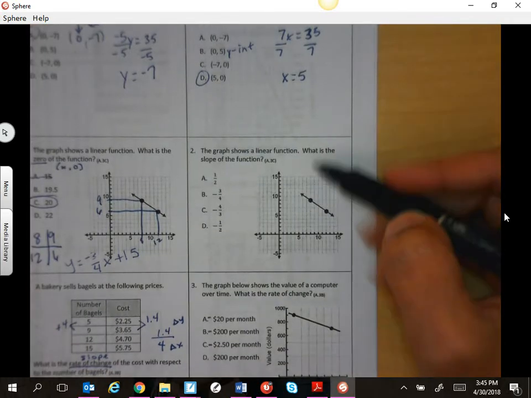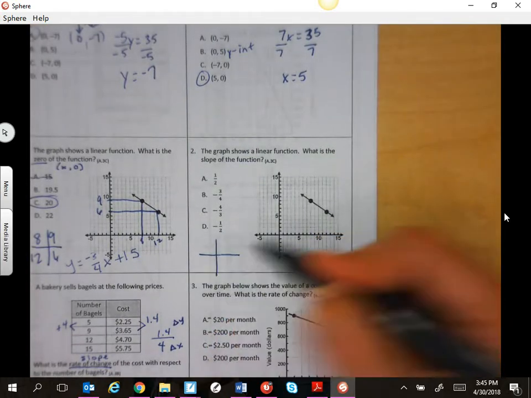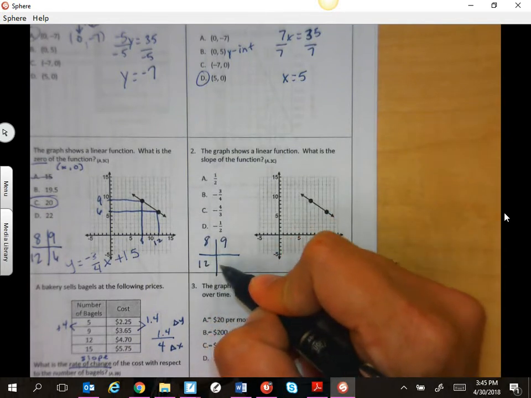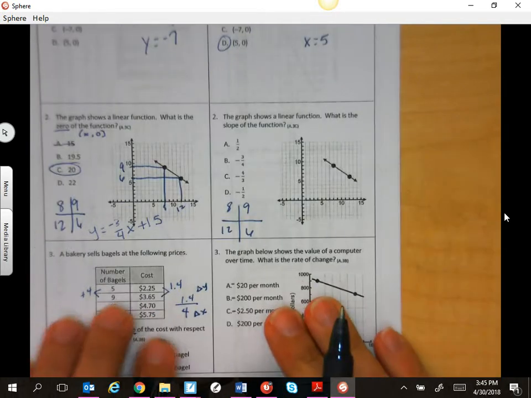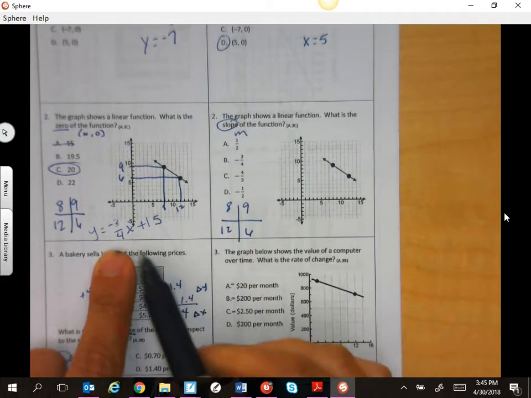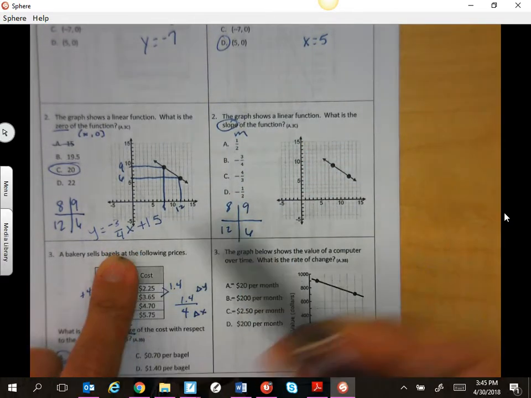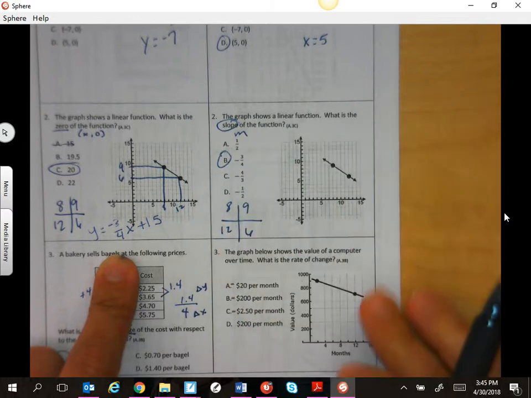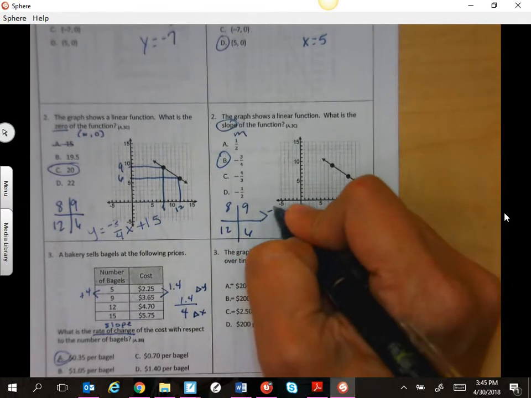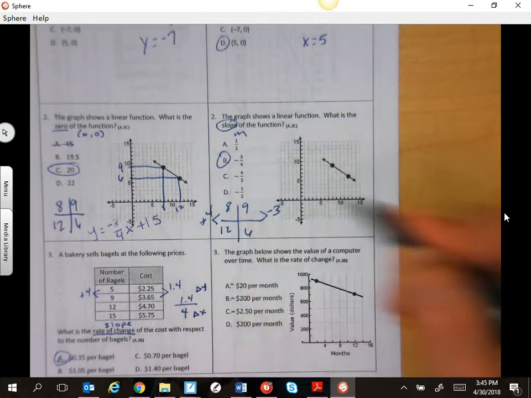Same thing here. I would put it into the table. It is still 8 and 9 and 12 and 6. Now, previously, this is saying what is the slope? That's the m. We already wrote the equation for this line, negative 3/4, so it is B. Again, you can do list and spreadsheet, or you can do change in y over change in x.